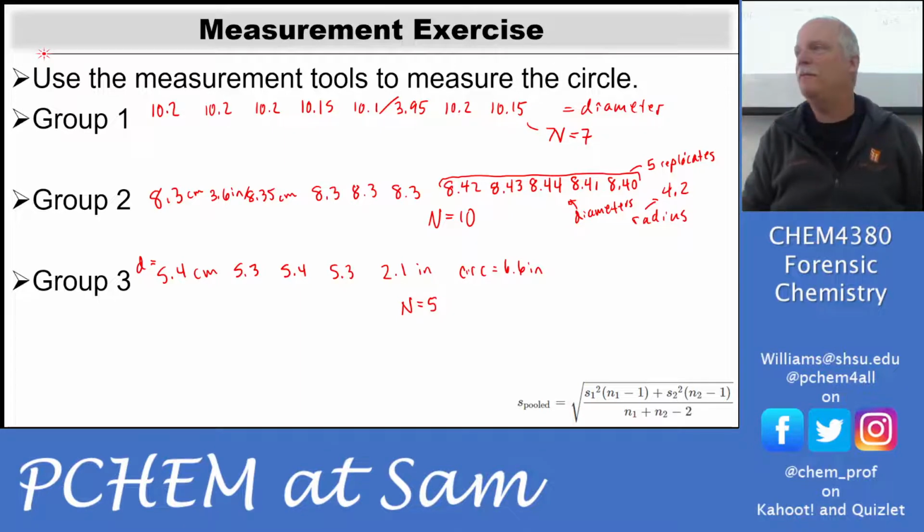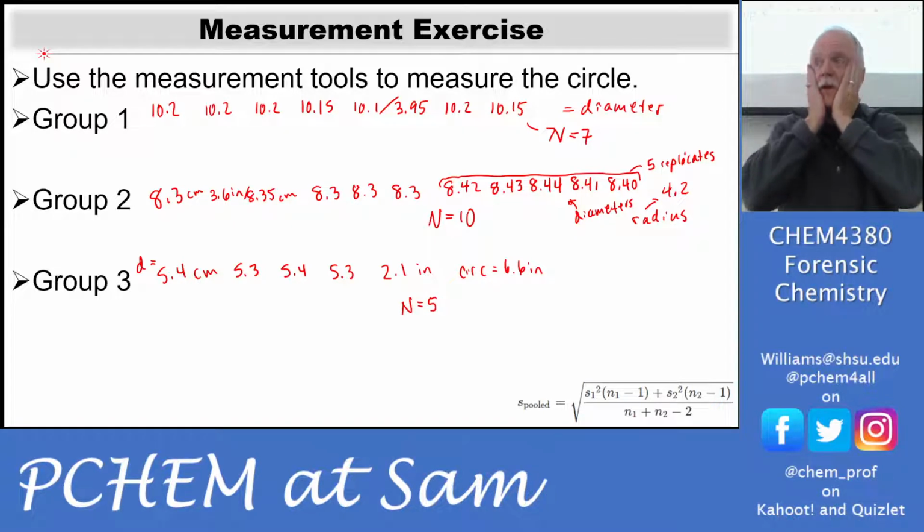a different crime lab, okay? And we send out these samples of circles and we get back our results and we're like, oh my gosh, lab 1 gives us an answer of 10, lab 2 gives us an answer of 8.3, and lab 3 gives us an answer of 5.4. We've got a problem, don't we?